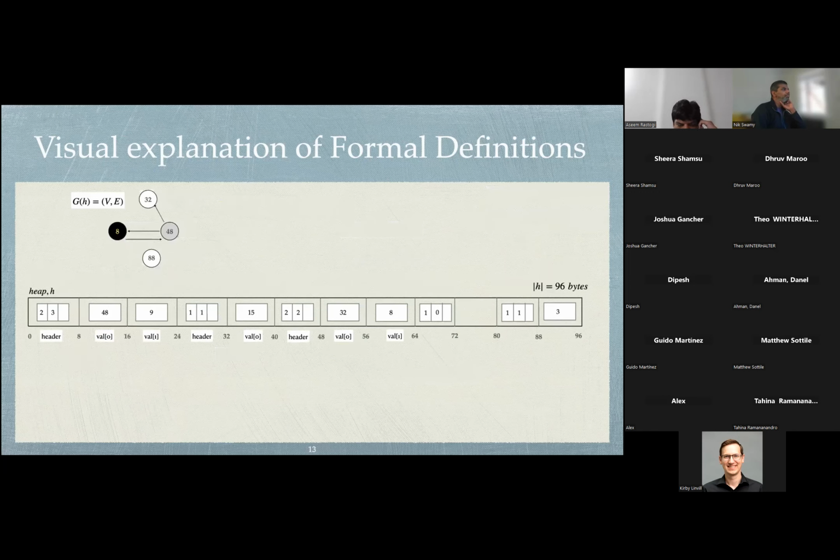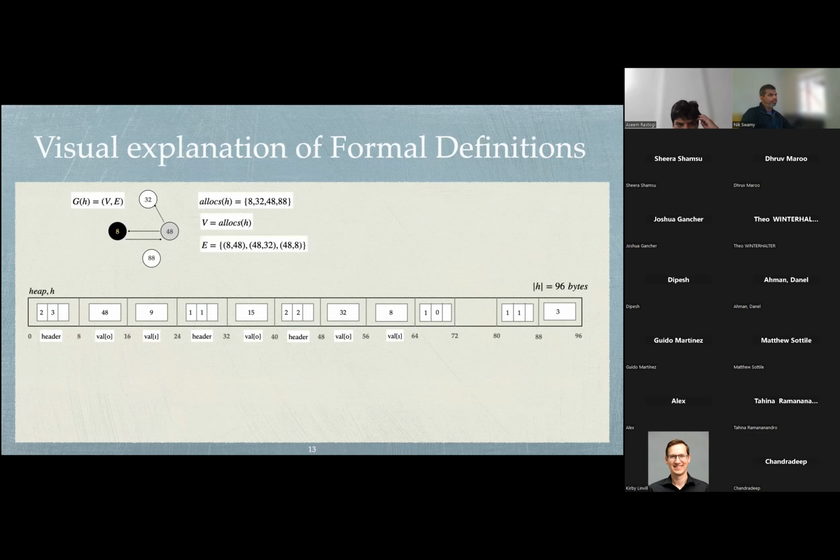Now let us see how we can construct a graph out of this. This graph construction is essential for doing the verification. The allocs of H is 8, 32, 48, 88 from the previous example. Now the vertex set of the graph: the graph is represented as G of H, a vertex and edge pair. V equals allocs of H, so all the allocated objects come into the vertex set. E is whatever their interconnection is, and it has to be in order.